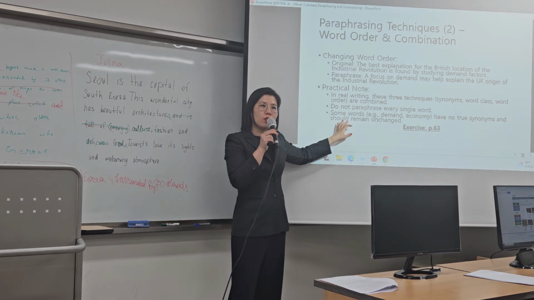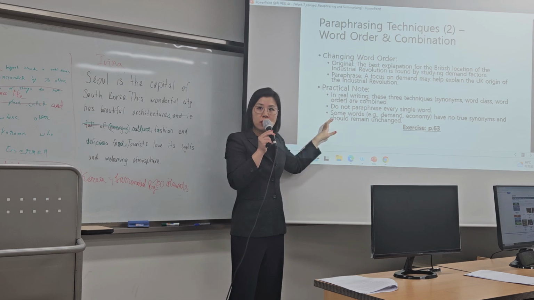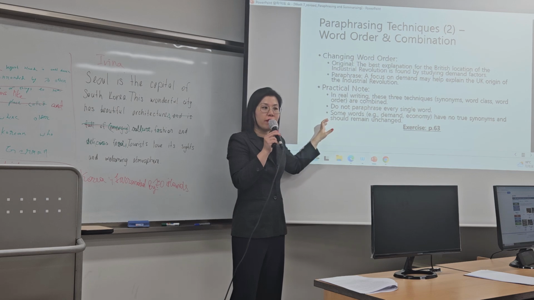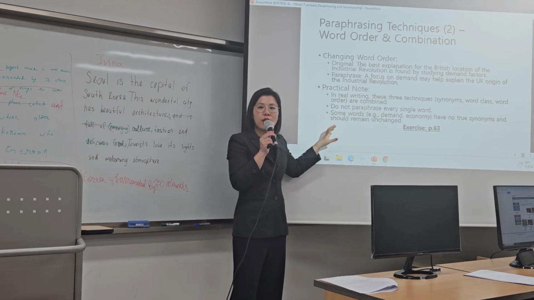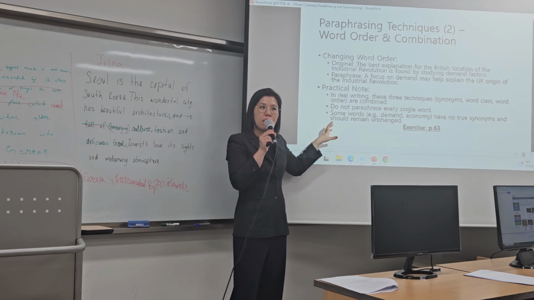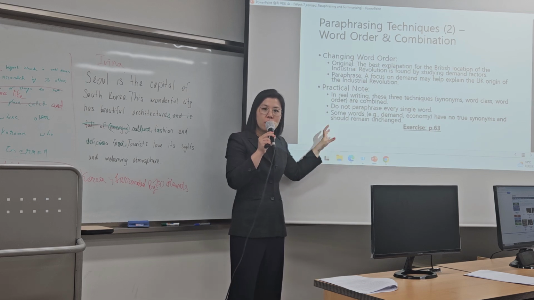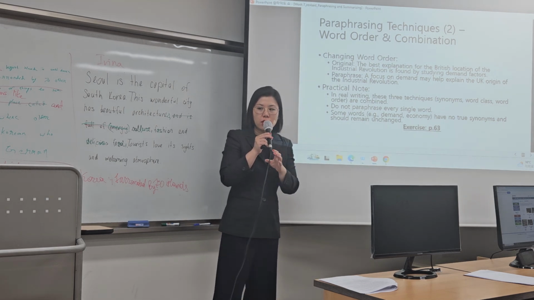But as I told you, some key terms in the fields, like statistical terms, historical events, important concepts, don't have synonyms. Industrial Revolution is Industrial Revolution. You can't change it into a different term, right? So in that case, don't try to change them. Especially the key terms of the text have to remain the same. But the common words can be replaced with synonyms, or the sentence structure can be changed.